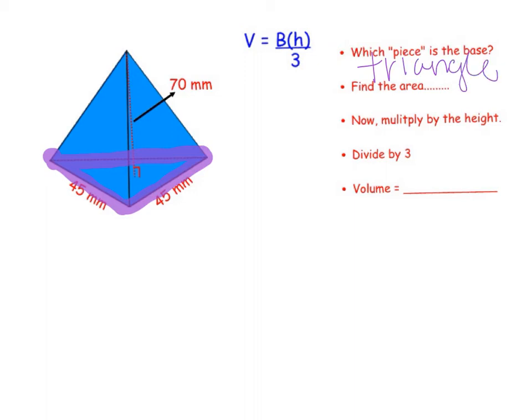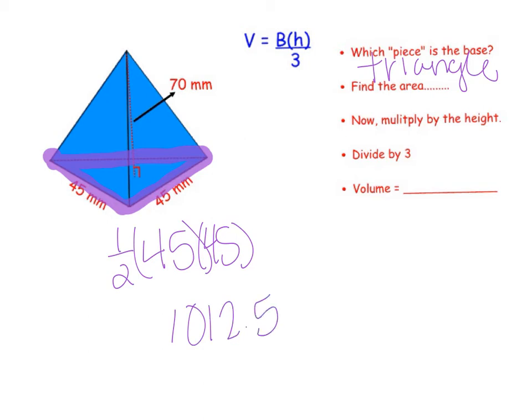Remember, with a triangle, we multiply base times height times 1/2. So let's do that. Again, I'm going to use a calculator. We don't want to spend time multiplying by hand. So 1/2, or 0.5, times 45 times 45. I'm not sure I multiplied that right, so I'm going to do that one more time. And I get 1012.5. So that's my base area.